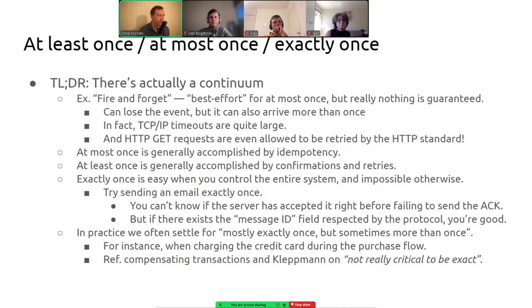You need to have every single step under control. Every single component must totally respect all these idempotency guarantees. Because if it does not, you just cannot guarantee exactly once.